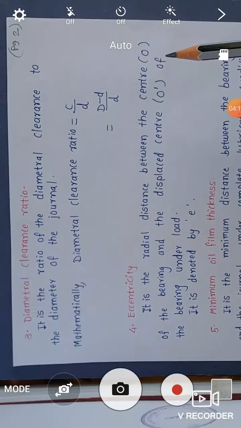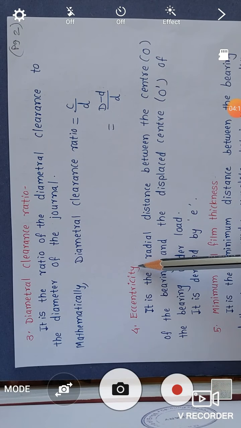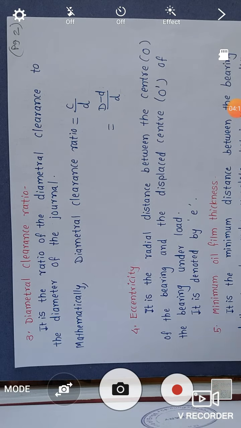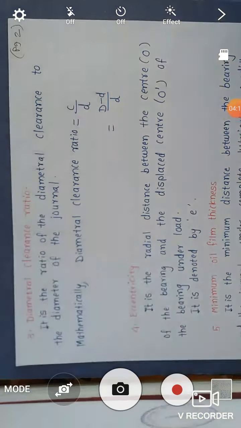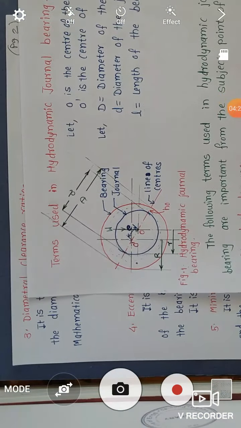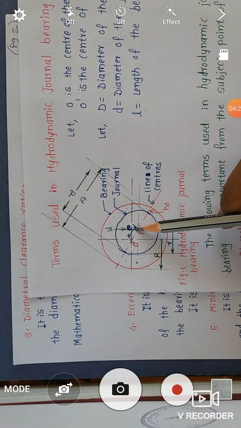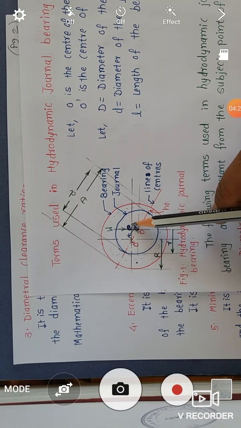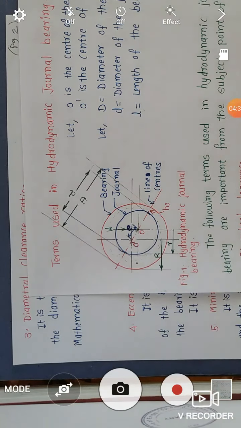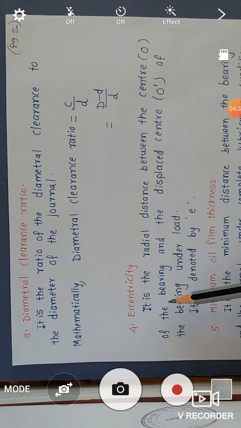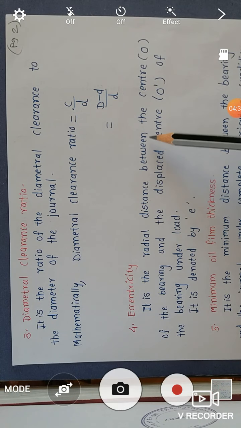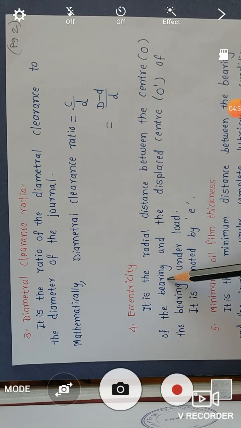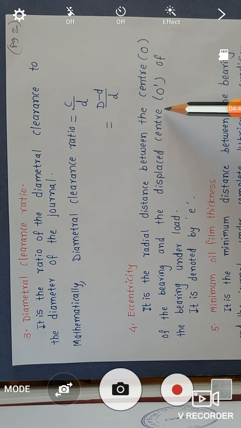Next important term is called eccentricity. If we observe diagram number 1 again, the distance between O and O dash is called eccentricity, and it is represented with the symbol e. By definition, it is the radial distance between the center O of the bearing and the displaced center O dash of the journal under load. It is denoted by e.